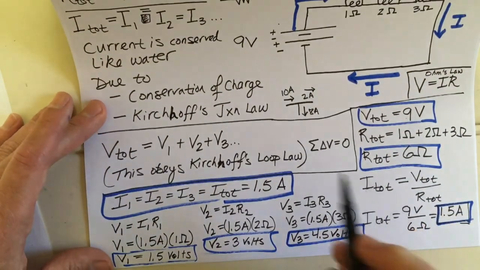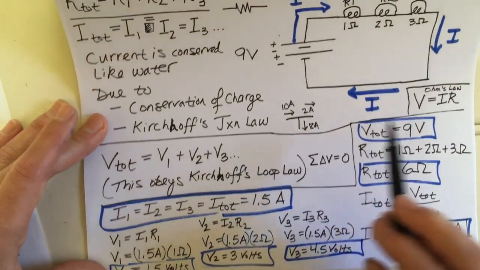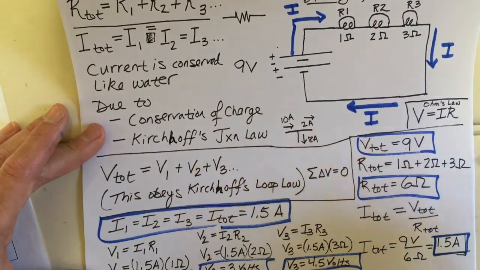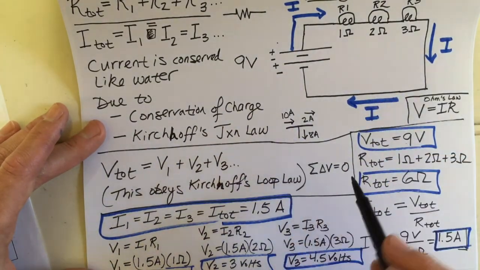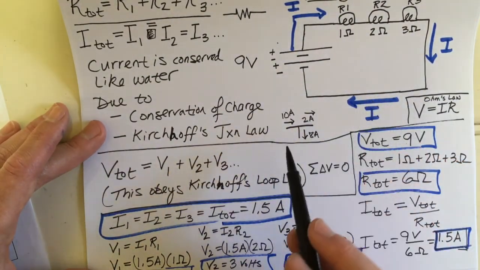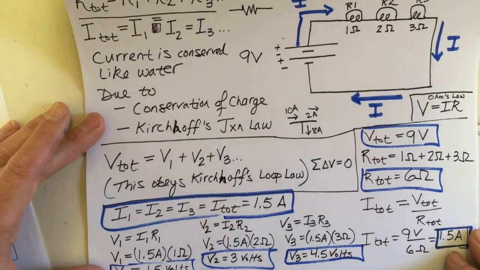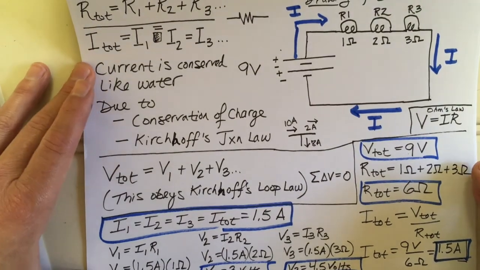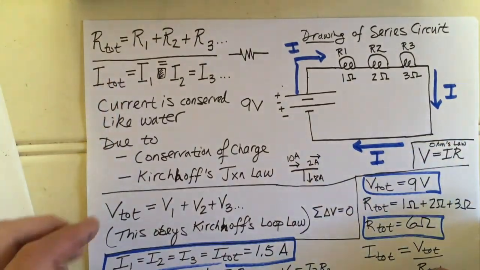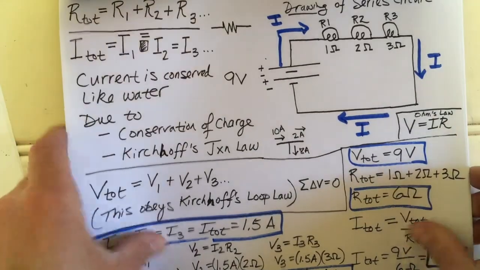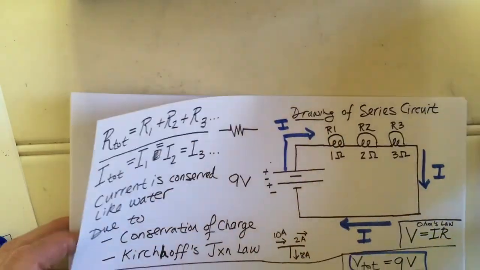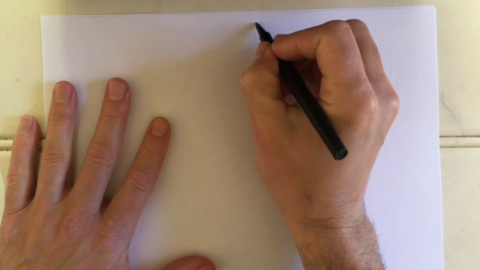Kirchhoff's junction law, is it obeyed? Yeah, there's no junctions here. So, right, it's just a straight line of wire or pipe or whatever for the water to flow through. And so therefore, it stays a constant 1.5 amps, so it obeys Kirchhoff's junction law as well. All right, so that is all we have there for series circuits, and hopefully you can see all that, and we're good. All right, let's talk about parallel circuits. All right, so just like last time, let's start with the drawing.